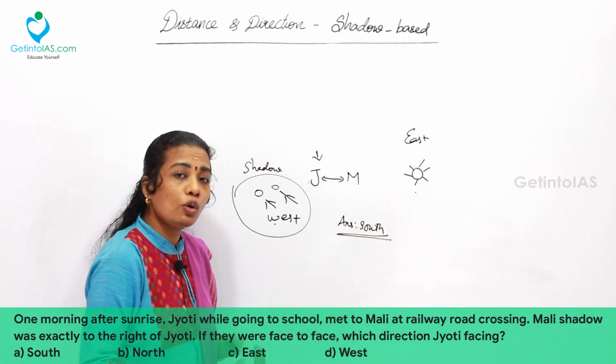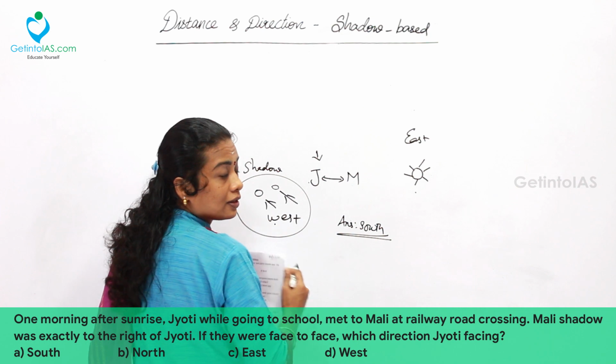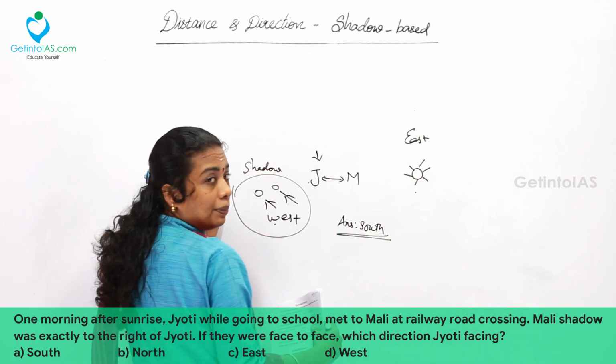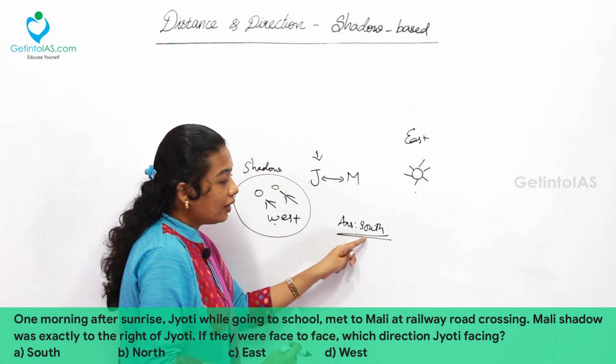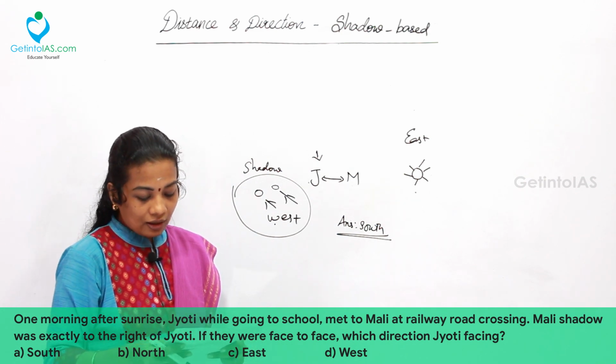In case you take the north position just for trial, then the sun will be on the right side and the shadow on the left side. So we couldn't say that she is facing north, and the answer will be south. It is given in option A, south.